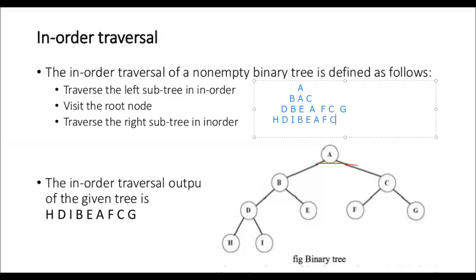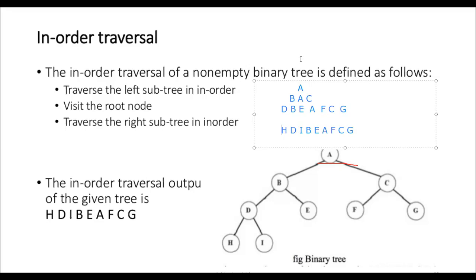C is already done. G is already done. So this will be your final answer: H, D, I, B, A, C, G. So basically what we did, this is same as pre-order. Just instead of writing, we actually did it step by step. And if you want, you can do it in one step as well.